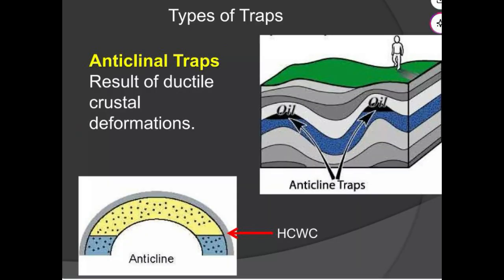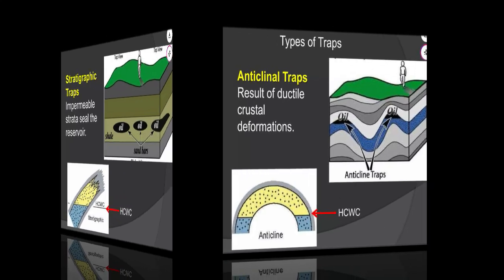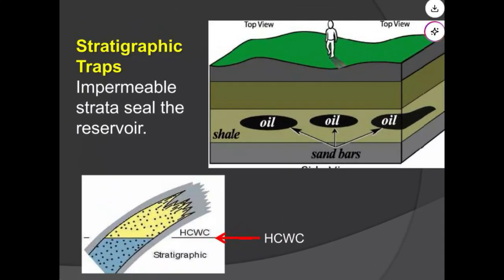The first type is the anticline trap, which is a structural trap formed by tectonic deformation. As hydrocarbons migrate upward, they accumulate at the crest of the folded structure beneath the sealing rock. The second type is the stratigraphic trap. In this case, trapping occurs because of changes in rock type, pinch-outs, or depositional variations. As you can see in the figure, hydrocarbons are trapped where the permeable reservoir rock is sealed by impermeable rocks.